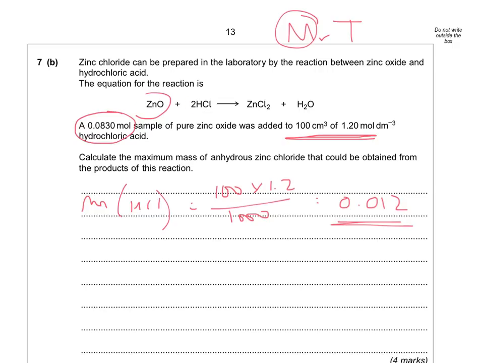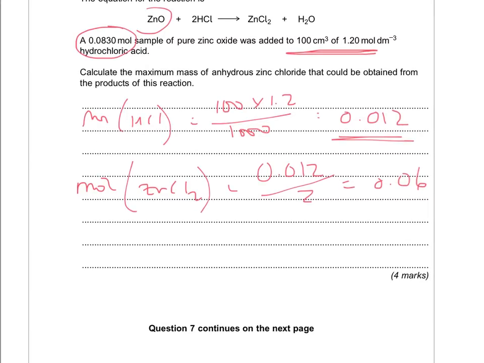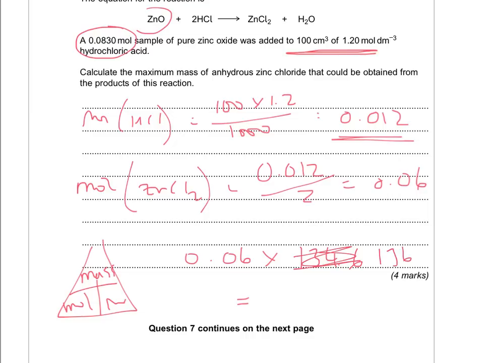Now we've got more than 0.06, so that means the zinc oxide is actually in excess, and it's this number of moles that we've got to work from to work out our maximum mass that we can make. So therefore our moles of zinc chloride will equal 0.012 divided by 2, which equals 0.06, and then our maximum mass is going to be, so that's the triangle, we've got to use the appropriate triangle, and that's going to be mass equals moles times MR. So your moles is 0.06 times the MR of zinc chloride, which is 136.4, and then you get 8.18 grams as your answer.